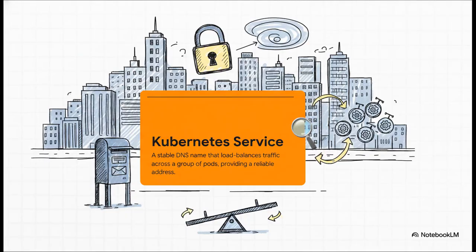And the answer? The hero of this story is the Kubernetes service. Think of a service as a permanent PO box for a group of pods. The pods themselves, they can come and go, but the service gives them a single, stable DNS name and IP address that never ever changes. It acts as this reliable go-between, automatically finding all the healthy, active pods and balancing the traffic between them. It's the permanent, stable address in our chaotic, ever-changing city.